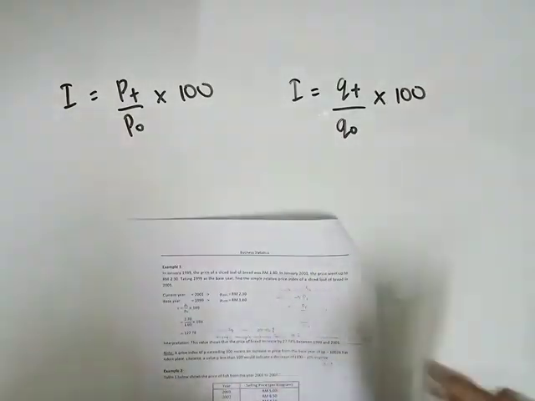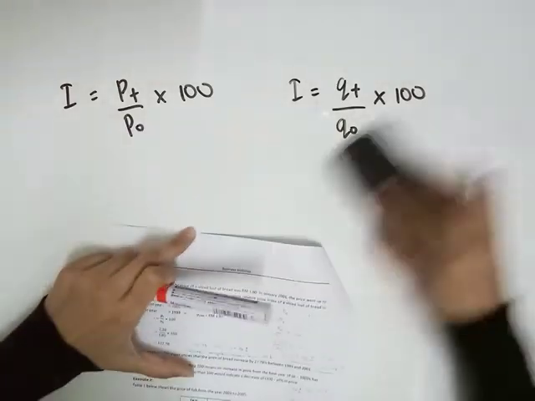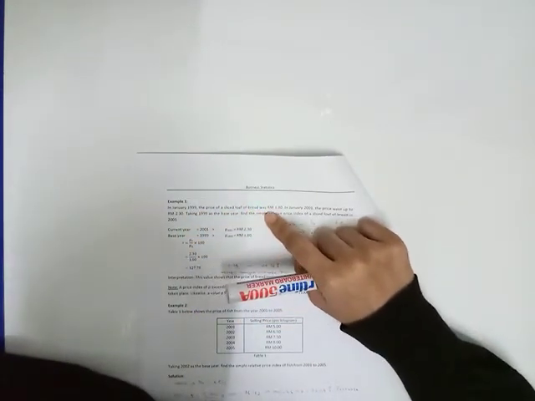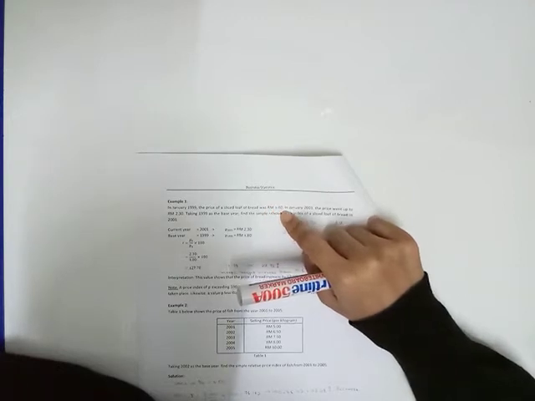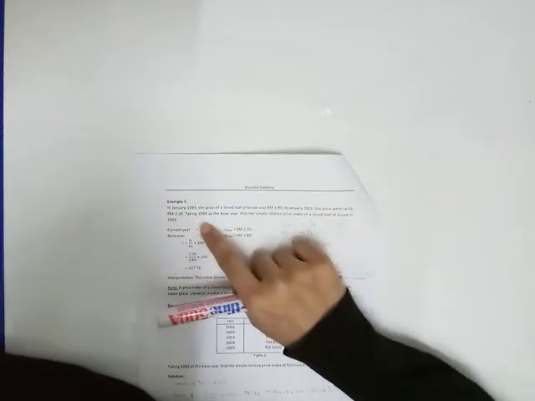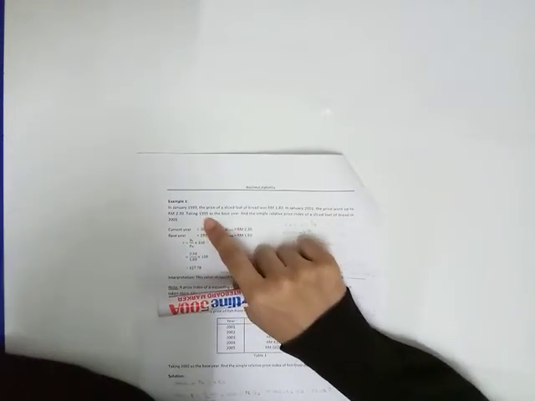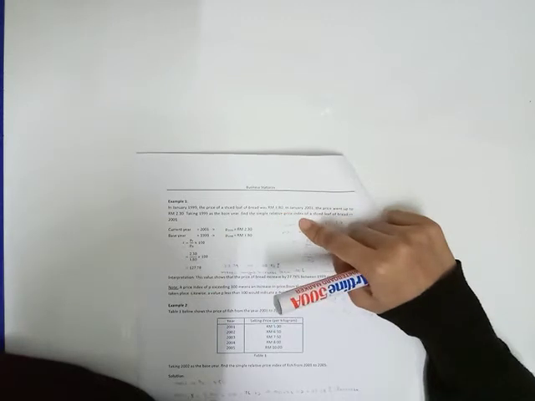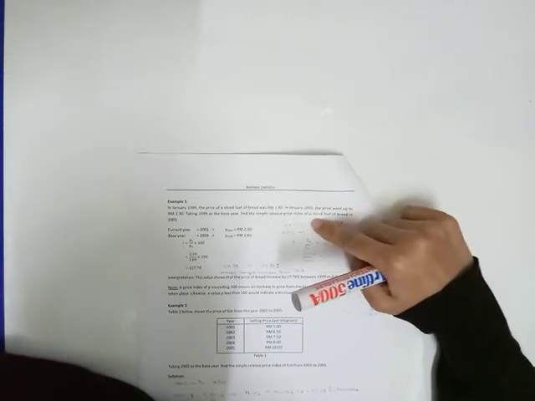Okay, look at example 1. In January 1999, the price of a sliced loaf of bread was RM1.80. In January 2001, the price went up to RM2.30. Taking 1999 as the base year, find the simple relative price index of a sliced loaf of bread in 2001.